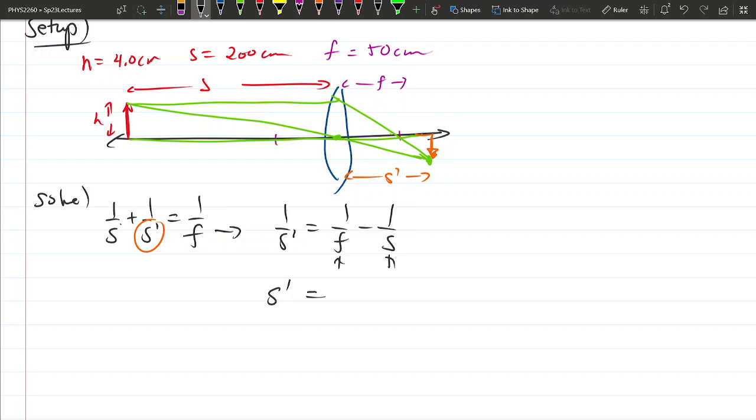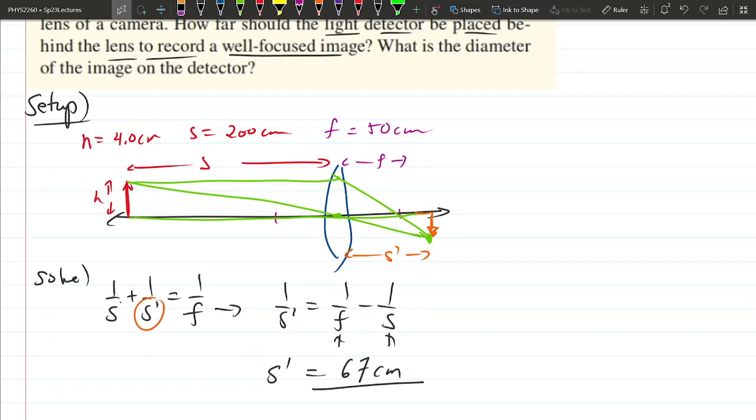Sorry, 200 divided by 3. Okay, it's actually 67 centimeters. Hopefully it's 2 sig figs, yeah. Okay, so that's where s prime will be, 67 centimeters.